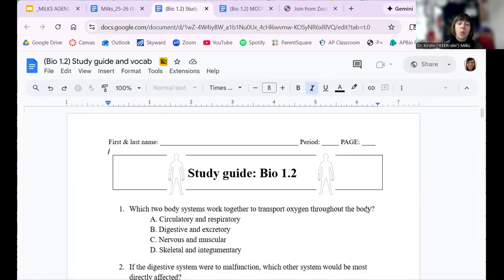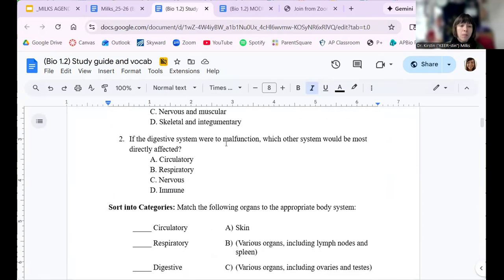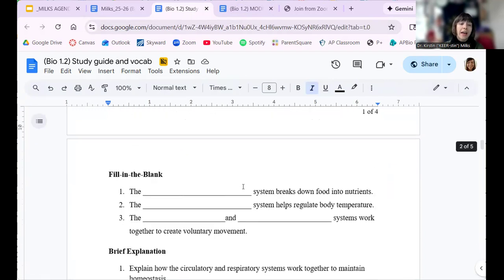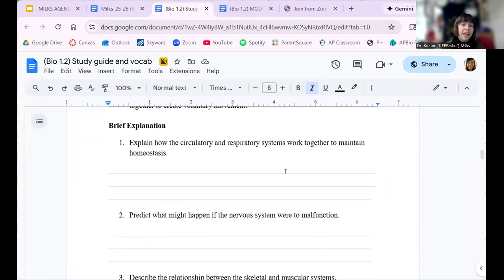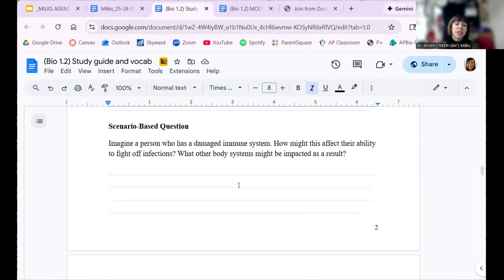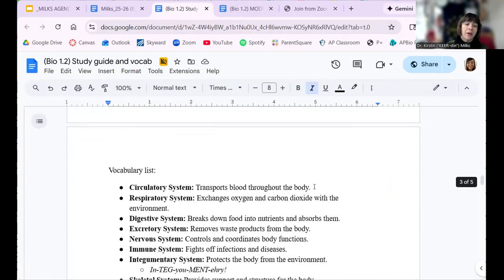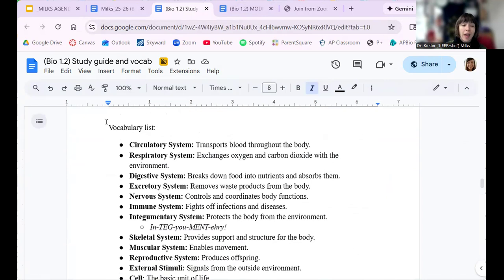Okay, so first off, here's the 1.2 study guide. One of the things you'll notice in this one is that there are some multiple choice questions, some category sorts, some fill in the blank. There's some brief explanations about relationships and some scenario-based questions. Here is your vocabulary list.